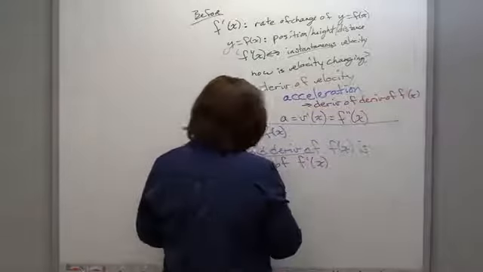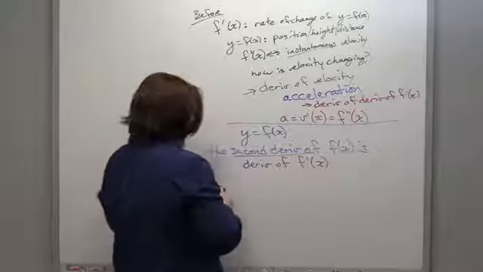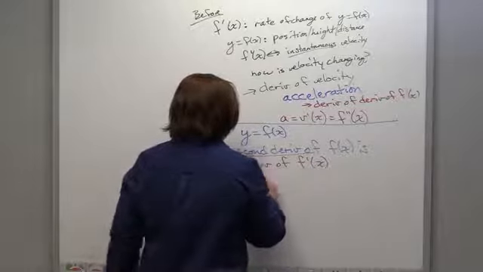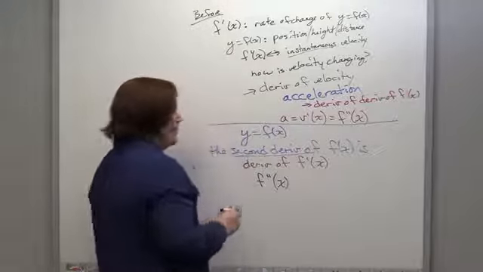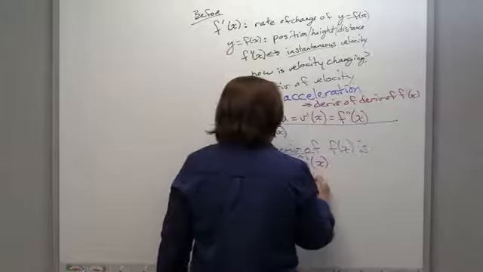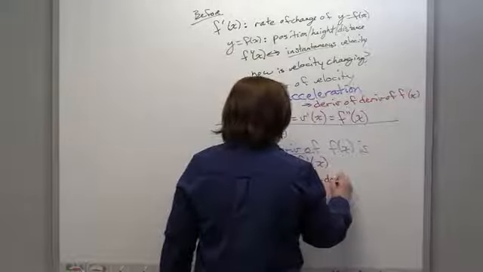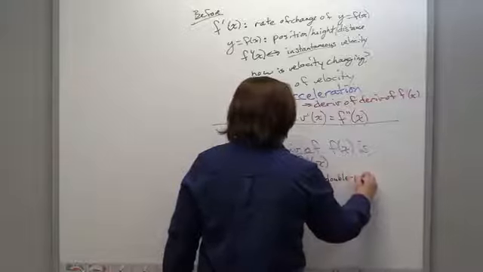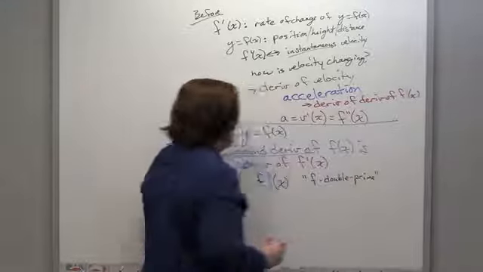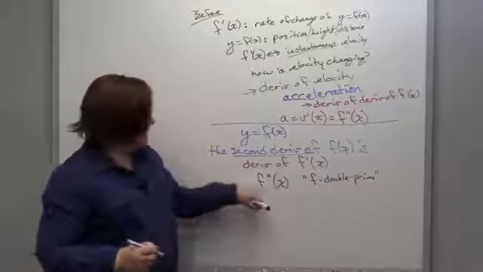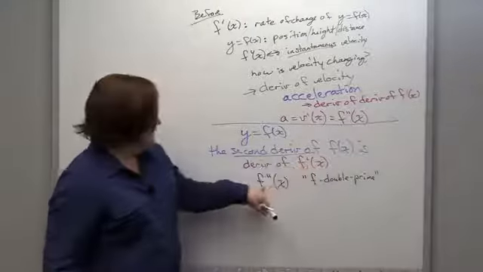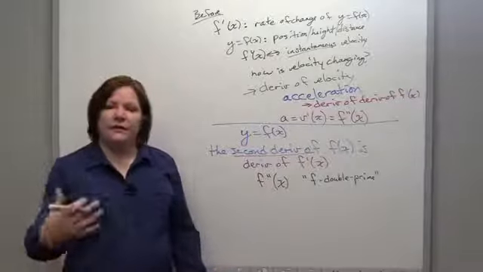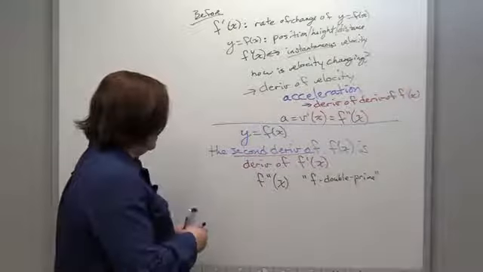And it's denoted by f double prime. I already used the notation up here. So that's how you verbalize that notation. We already talked about this being f prime of x. This is f double prime. That is the second derivative.